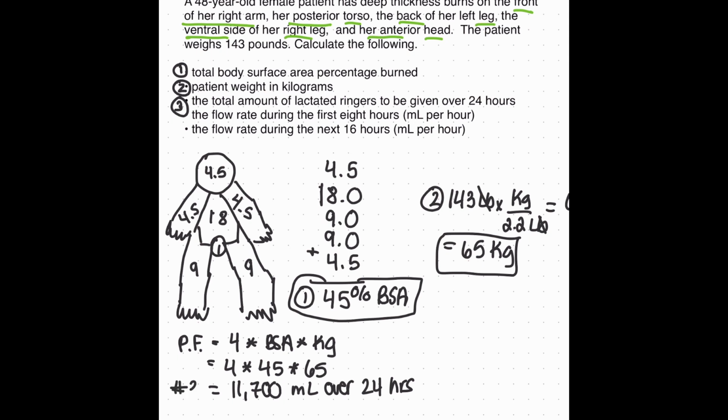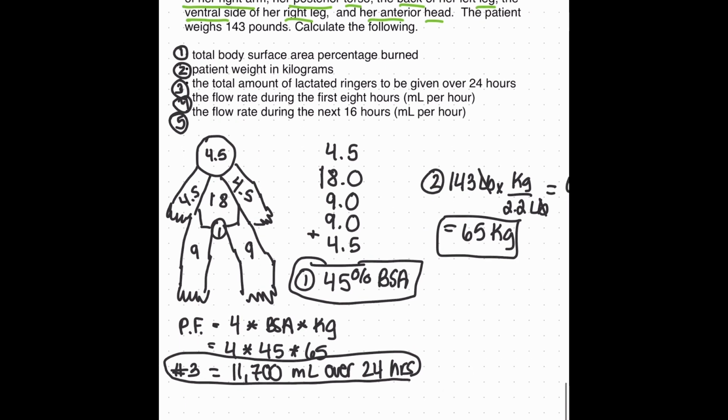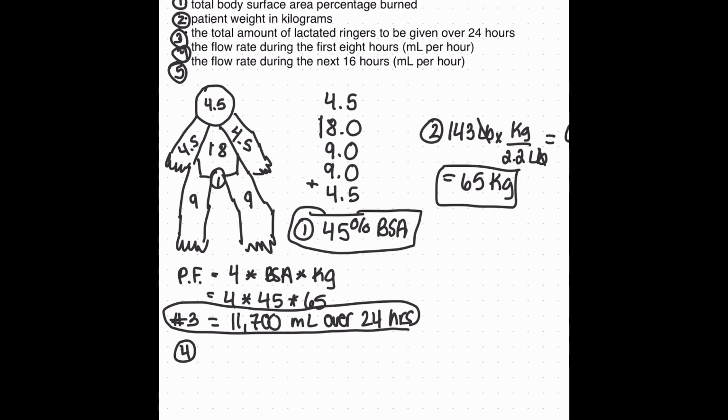Next, let's determine the flow rate during the first 8 hours. So what will be our milliliters per hour that we will set our pump to? And then after that, we'll calculate the flow rate for the remaining portion of fluids over the final 16 hours. So all we have to do is divide 11,700 by 2 so that we get the first half of the milliliters that we are going to provide over 8 hours. And then we'll divide that number by 8 hours so that we know what to set our pump to in milliliters per hour for the first 8 hours.